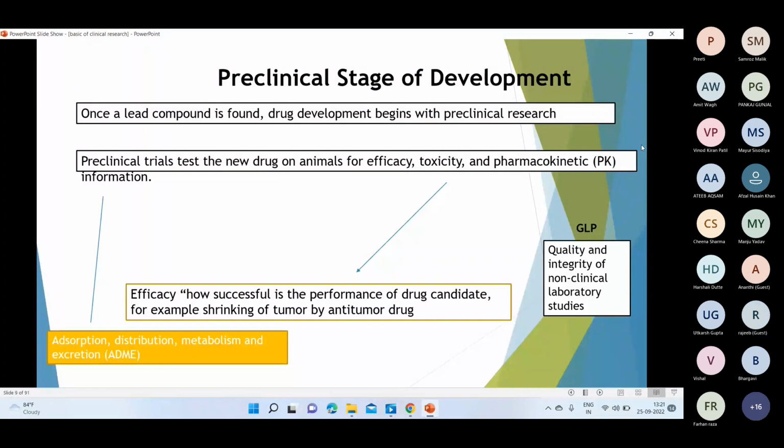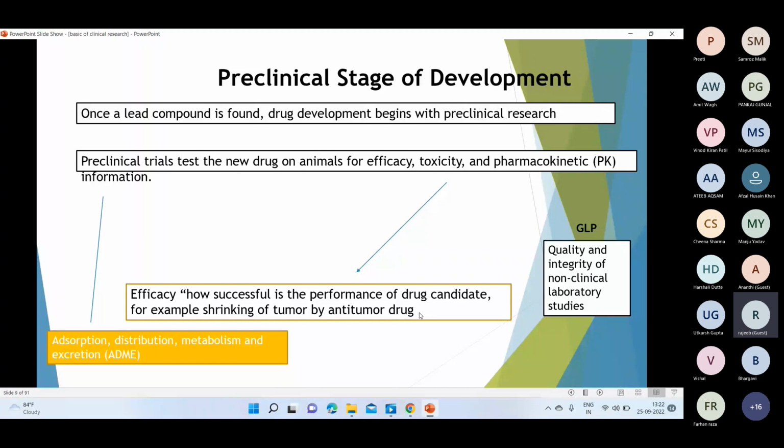Efficacy means how successful is the performance of the drug candidate? For example, shrinking of tumor by an anti-tumor drug. If we are doing research on an anti-tumor drug, in that case, whether our drug is able to shrink the tumor size or not, that would be its efficacy. Okay, efficacy means how well the drug is performing.